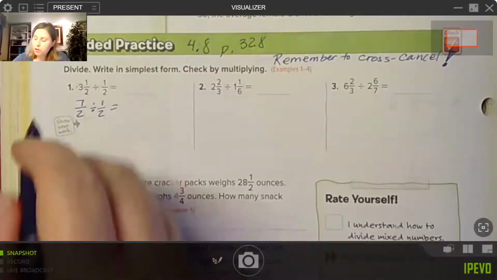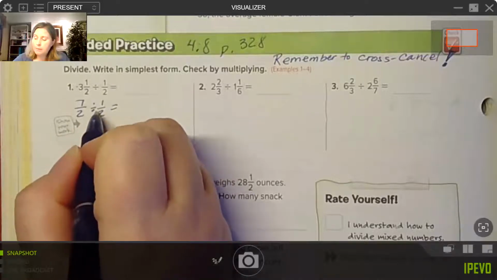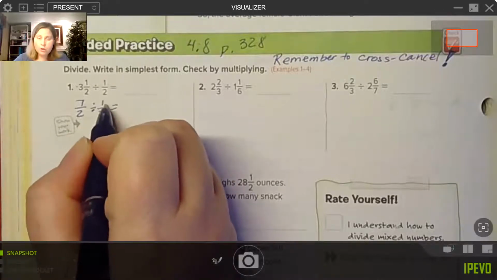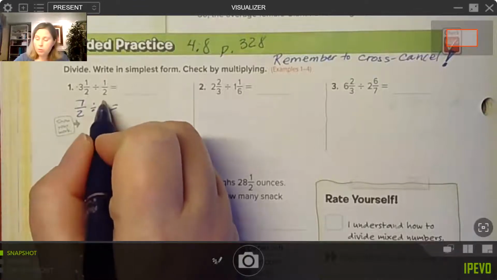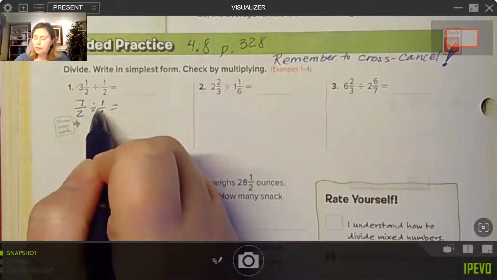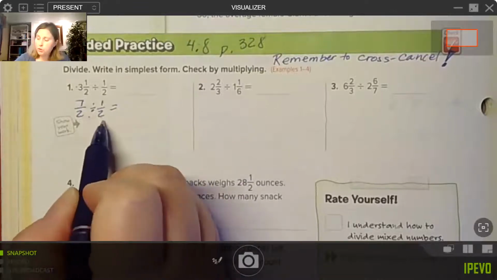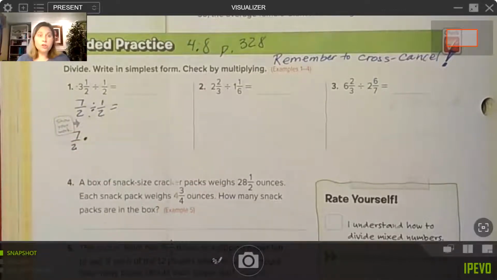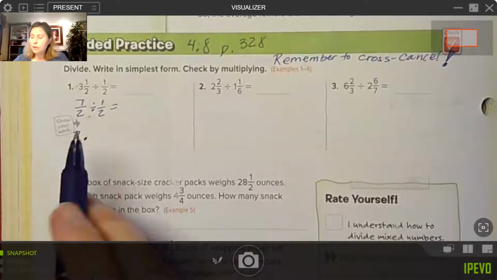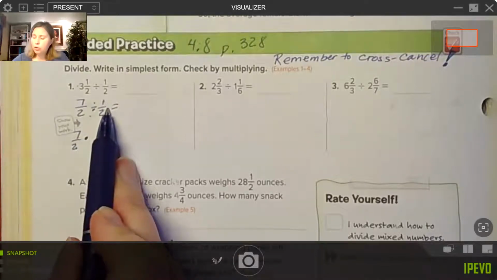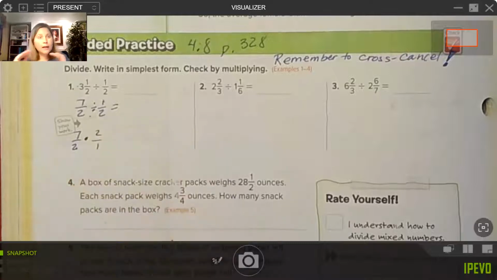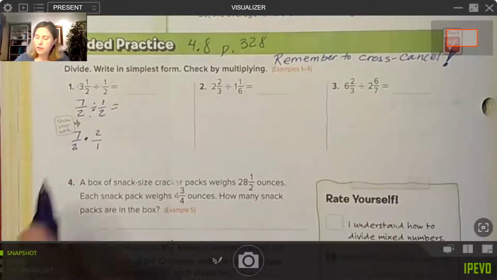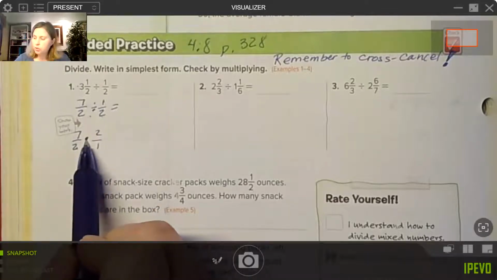What we do change is we change the divide into times, and we change the 1/2, which is 1 divided by 2, into 2 divided by 1, or 2 over 1. So instead of dividing by 1/2, we multiply by its reciprocal. So the 7 halves stays the same. We change the divide to times. If we change divide to times, we can't just go around saying, oh, I don't like to divide, so I'm going to multiply instead. No. If you change the divide to times, you have to change this 1 divided by 2 into 2 divided by 1. And then it's the same problem. So we change this to its reciprocal.